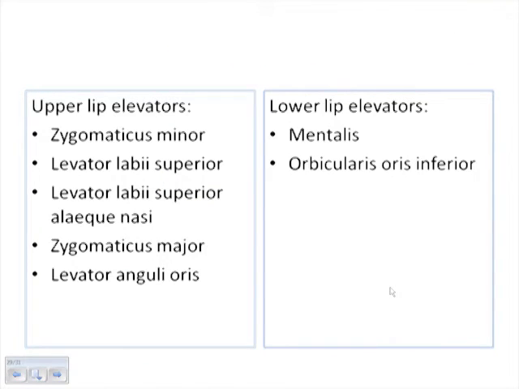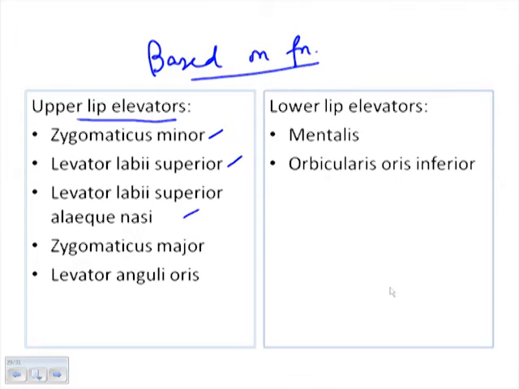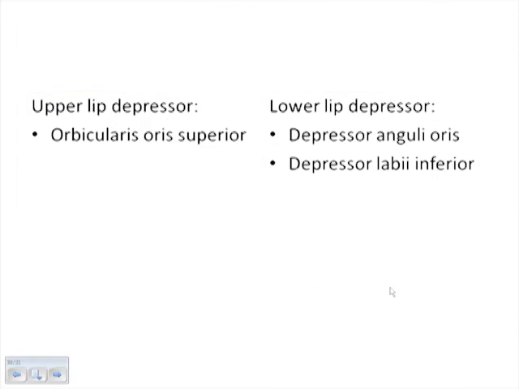All right. For simplification purposes, based on the function, the muscles have been divided for you. The upper lip elevators are zygomaticus minor, levator labii superioris, levator labii superioris alaeque nasi, zygomaticus major. It is also involved in the production of E, which means spreading your lips, and the levator anguli oris. The lower lip elevators are your mentalis, the orbicularis oris inferior. Upper lip depressor is the orbicularis oris superior. The lower lip depressors are the depressor anguli oris and the depressor labii inferioris.